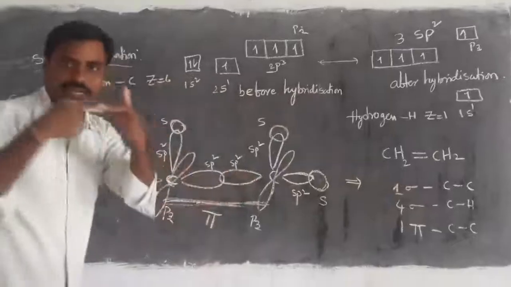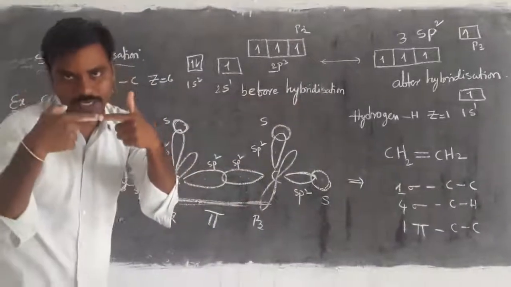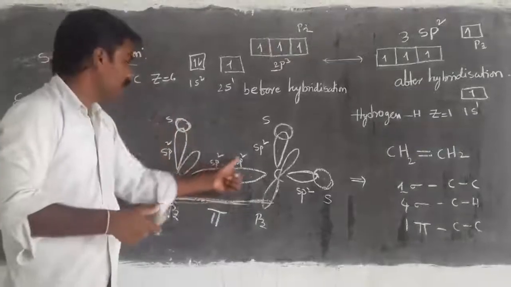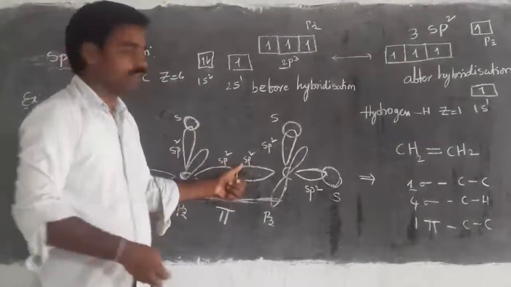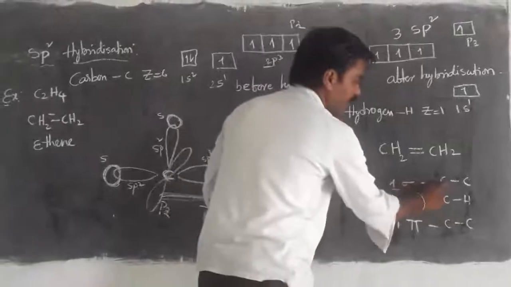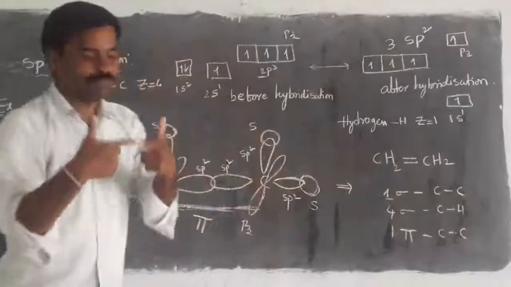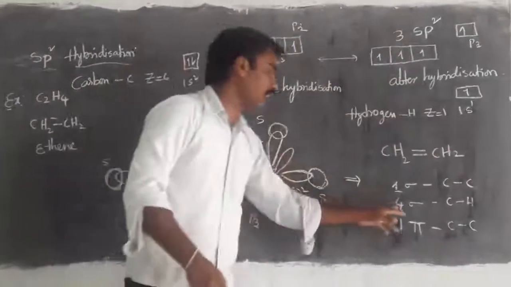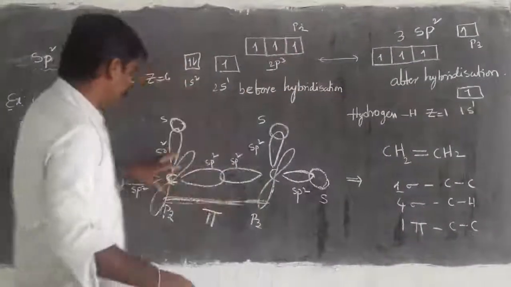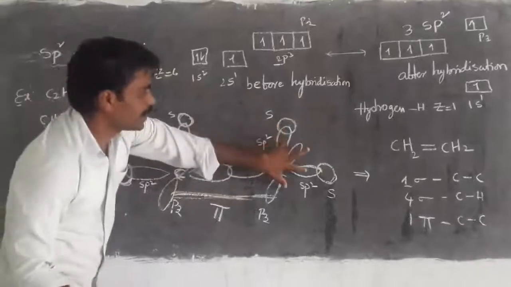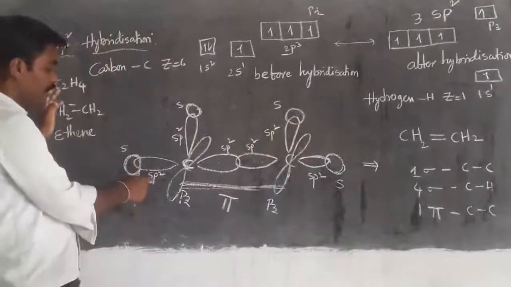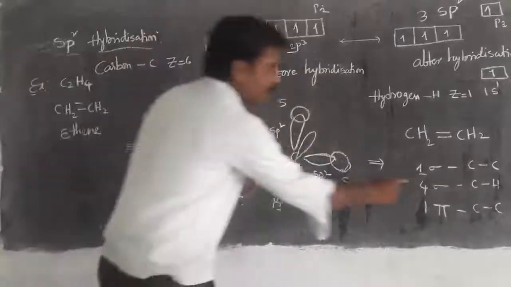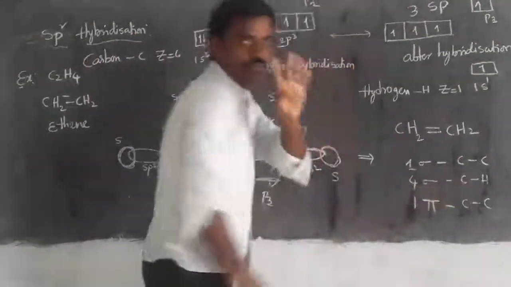Are the two overlapping end to end or not? End to end overlapping we call sigma overlapping, so the type of bond is a sigma bond. I have written it here: one sigma bond between carbon and carbon. Then the four hydrogens with the two carbons make four sigma bonds, two for the first carbon and two for the second carbon. The type of overlap is sp2 and s, sp2 and s. The total number of sigma bonds is 4.